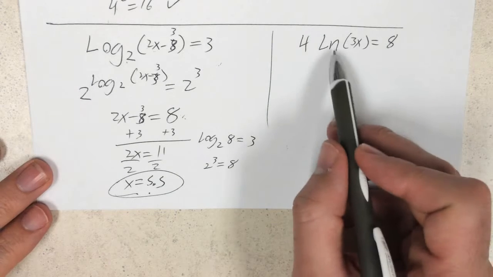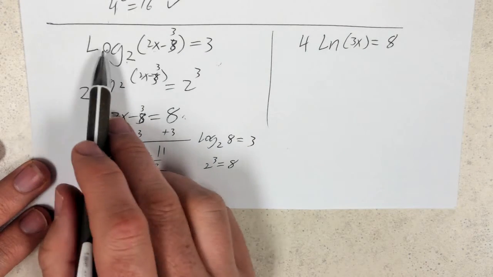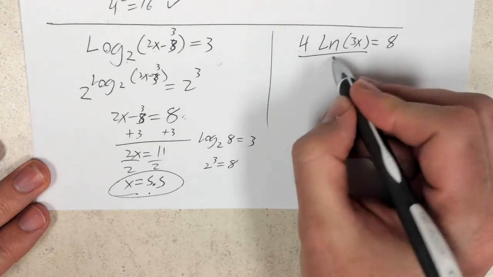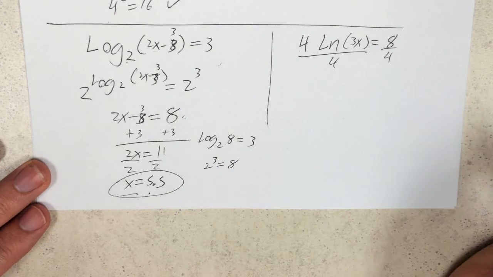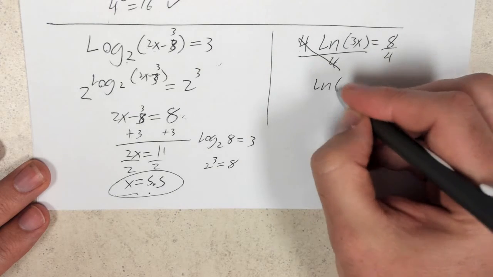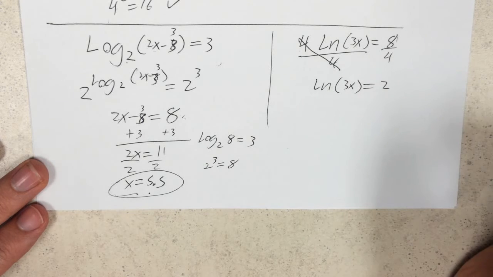Alright, this one, where we're starting off with the 4 in front, all the others we just had log, so it was kind of by itself. Here, the first thing we're going to do is get rid of that 4, so we're going to divide everything on the left and right hand side by 4, so that cancels. So natural log of 3x, 8 divided by 4 is 2.